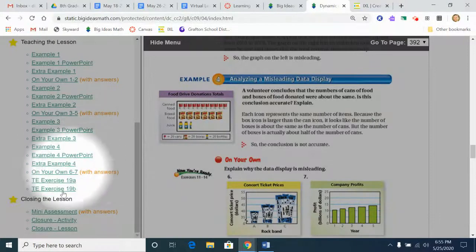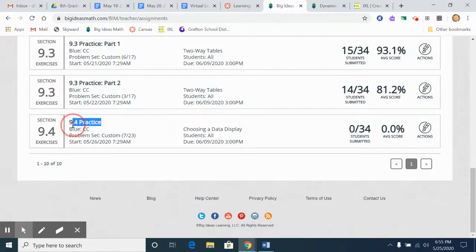All right, so again, just kind of random questions about why these graphs may be misleading. Okay. That's pretty much it though. Right now you guys are going to go in here and just complete 9.4 practice. Remember, this is the last section that we're going to do. Okay. So upcoming, you have a quiz at some point this week, and then we're going to start a project at the end of the week. All right, and that's going to be it for the year.